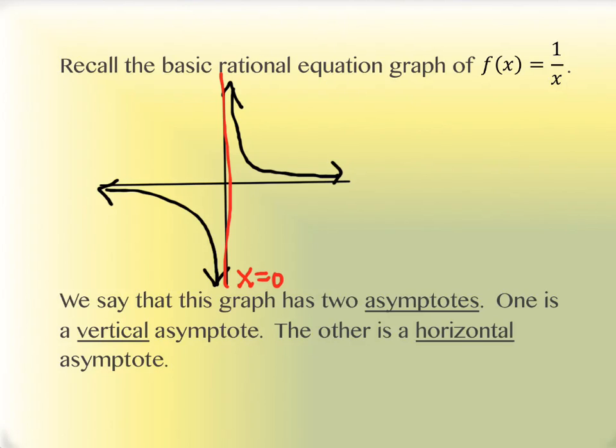And then I have a horizontal asymptote. It's right here. It's the horizontal axis, the x-axis. And everywhere along the x-axis, I have the equation y equals 0. So my horizontal asymptote here is actually y equal to 0.